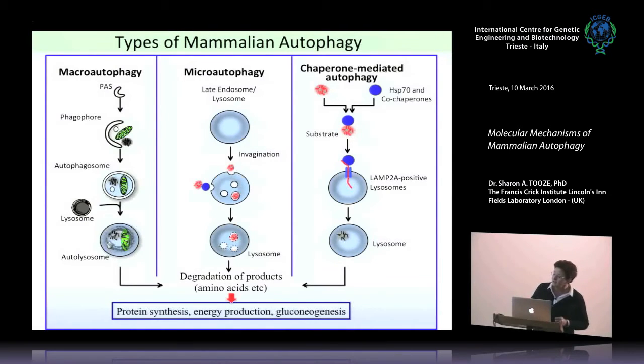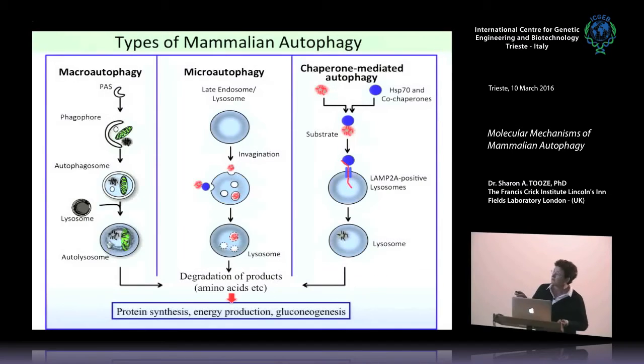And you have the return of the degradation products, amino acids, lipids, all sorts of small molecules, into the cytosol. And this refuels the cell to ensure continued protein synthesis, energy production, and gluconeogenesis. So this pathway is most easily understood when you amino acid starve cells. So the cells don't have any nutrients. They can't undergo protein synthesis because they have no precursors. So they don't have any amino acids, and this pathway is upregulated. And that's the scenario under which we study this pathway.